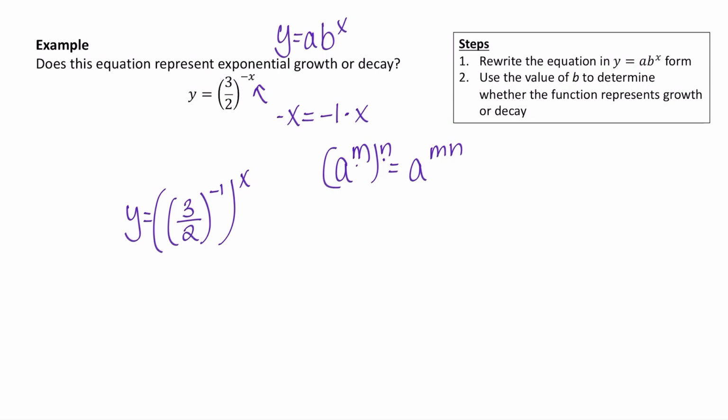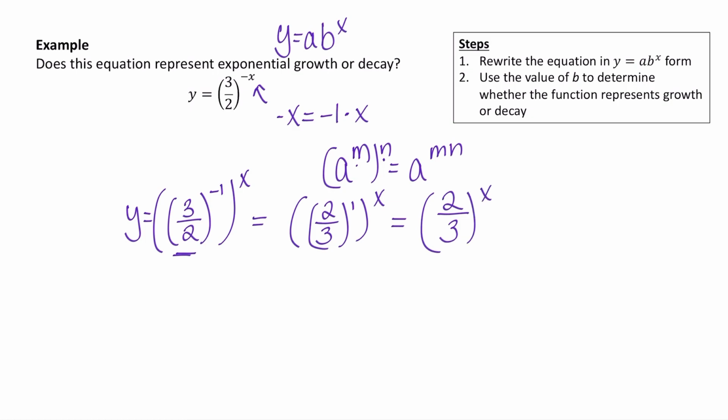Okay, so now I can work on simplifying this. So on the inside, I have 3 over 2 to the negative 1. Well, remember, we talked about those negative exponents as being reciprocals, right? So this is basically like 2 over 3 to the first power, and then it's being raised to the x. Okay, well, 2 over 3 to the 1 is just 2 over 3. So this is basically just 2 over 3 to the x. Okay, so now my function is finally in the correct form, right? It's an a times b to the x form, because I have x by itself.